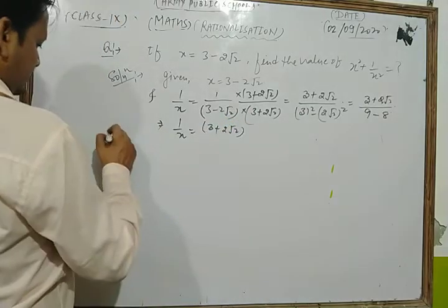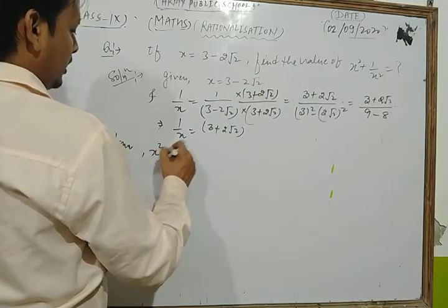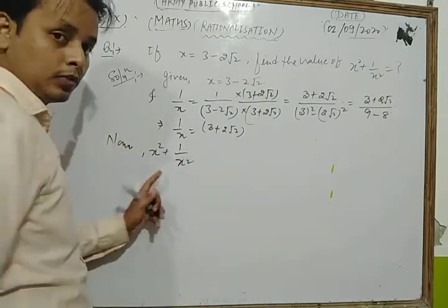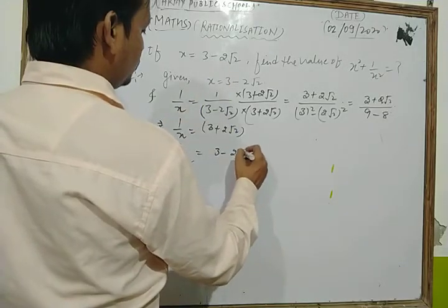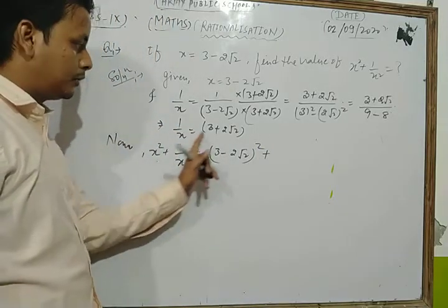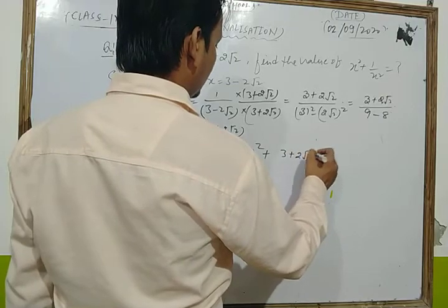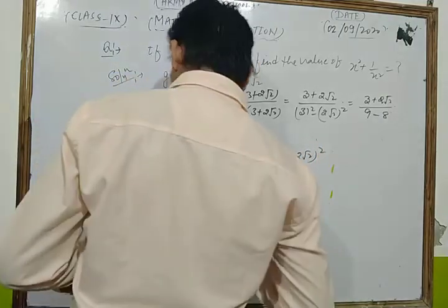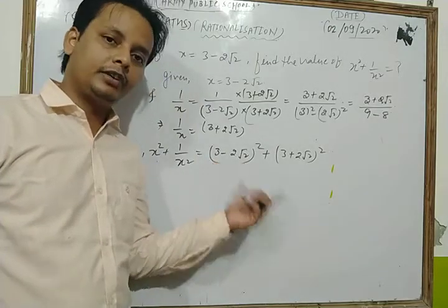Okay, now the value of x square plus 1 upon x square is what? We put the value of x: we get 3 minus 2 root 2 whole square, plus the value of 1 upon x, which is 3 plus 2 root 2, whole square. Okay, so we write in this way. Now after simplifying we get our result.